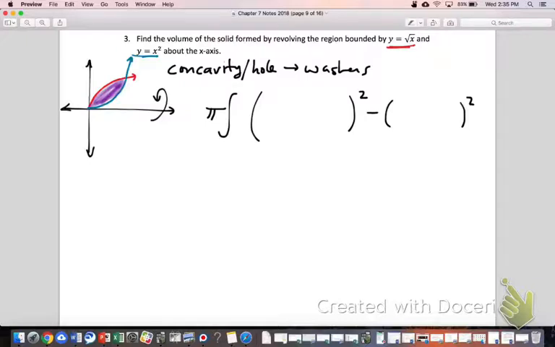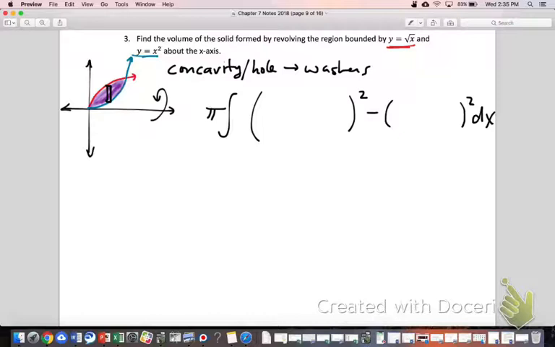Let's decide about the dy or dx now. Any thoughts on that? What do you think it's going to be? It's got to be dx. Why, Johnny? Yeah. So if I were to draw in a representative element, it would look something like that, and it's perpendicular to the x-axis, which is our axis of rotation. So it's got to be a dx rectangle. So all that stuff we did with the disk method, all those concepts still apply.